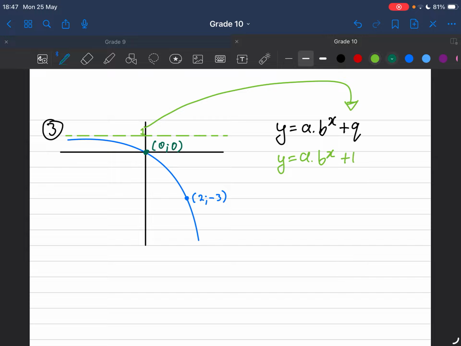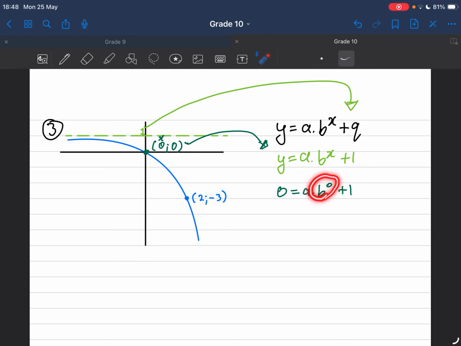Alright, next let's use this point. This is a good point because it has a bunch of zeros. Even though we have multiple points, if you chose a different point first, it's fine. It's just that points that have zeros are a bit easier to work with, especially if the x value is a 0 in the exponential graph. Let's see why I'm saying that. If you put this point in, you get 0 equals a dot b to the power 0 plus 1.